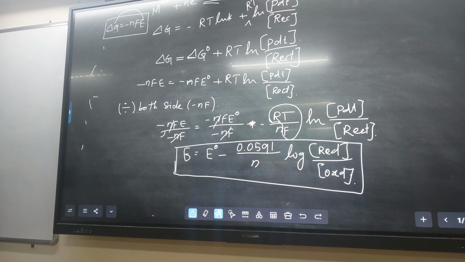Second, to find equilibrium constant. And third one, to find the Gibbs free energy.